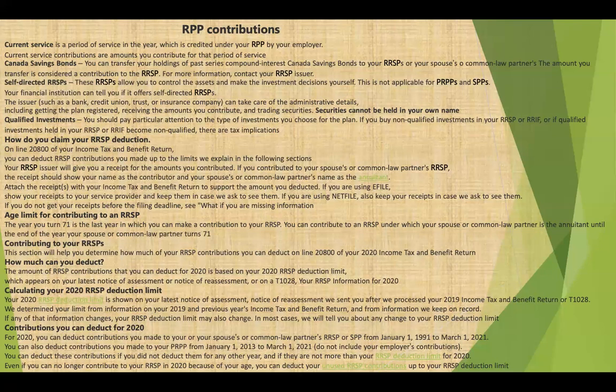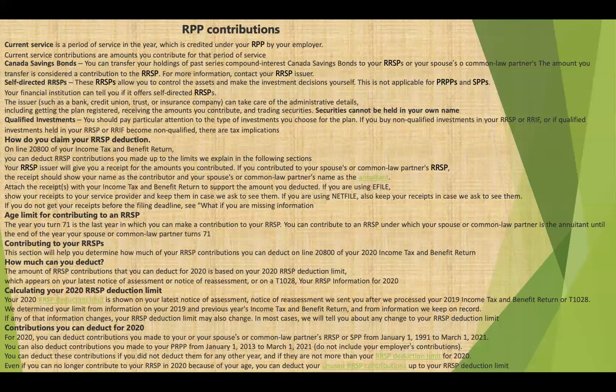Contributing to your RRSP. This section will help you determine how much of your RRSP contribution you can deduct on line 20800 of your income tax and benefit return. So how much can you deduct? The amount of RRSP deduction that you can deduct for 2020 is based on your 2020 RRSP deduction limit, which appears on your latest notice of assessment. So calculating your 2020 RRSP deduction limit, it is shown on your latest notice of assessment that CRA sent to you.